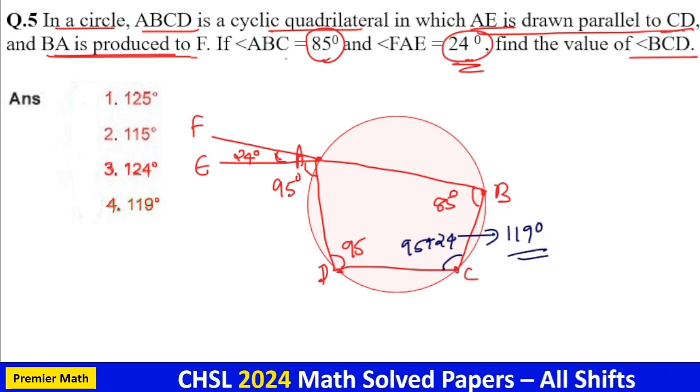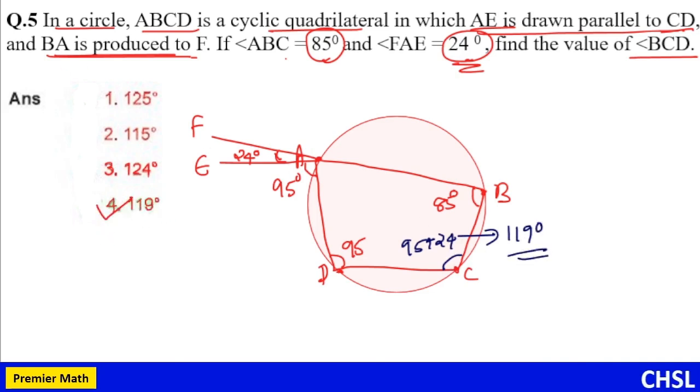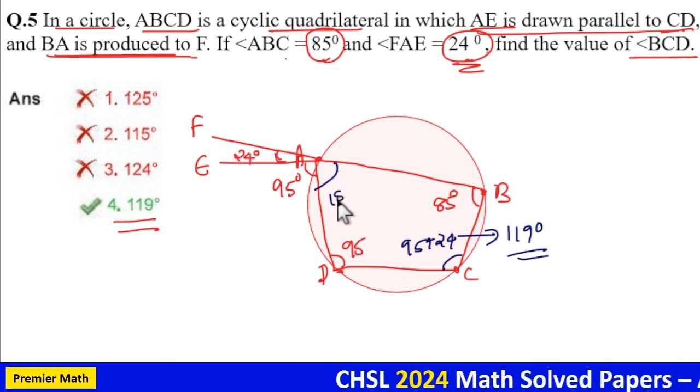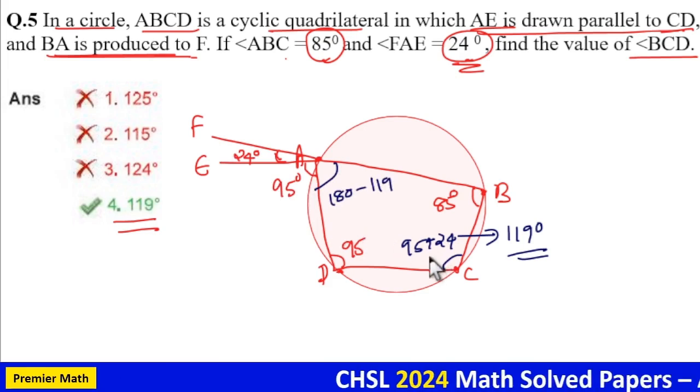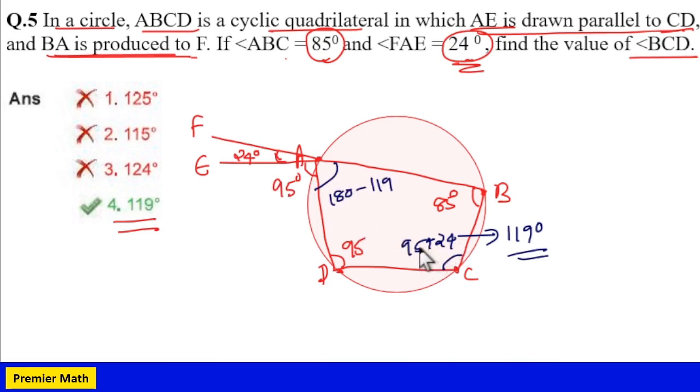Option 4 is your answer. Because this angle is equal to 180 minus 95 plus 24, that is 190. Then opposite angle is equal to 190 degree.